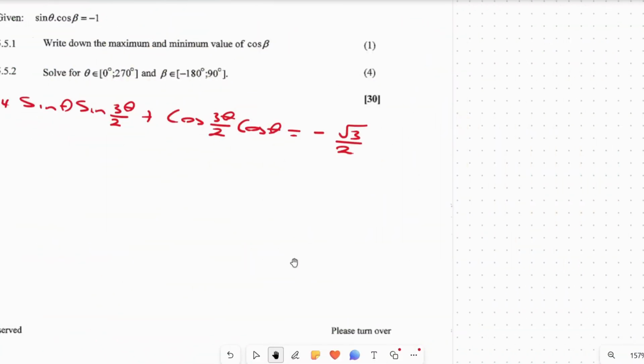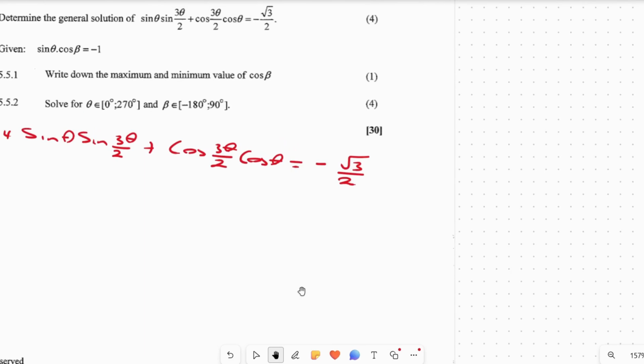All right, grade 12, let's look at 5.4. Sorry about that. 5.4, you are determining the general solution for this identity here. So how do you approach identifying the general solution here?